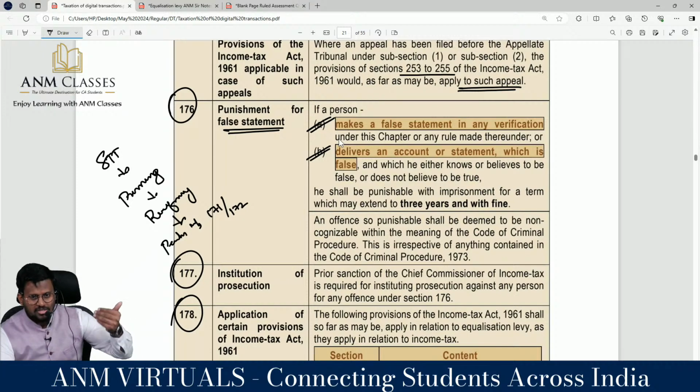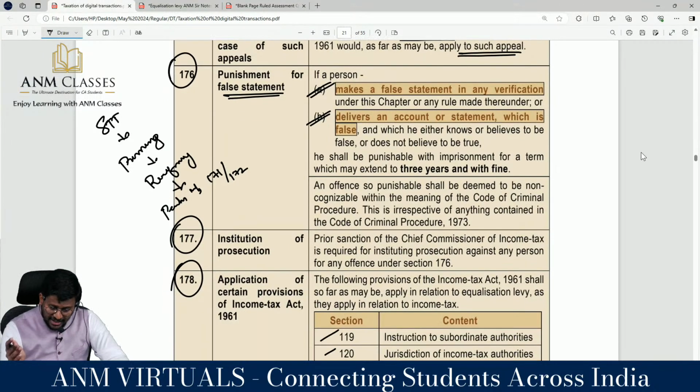Delivers an account or statement which is false, and which he either knows or believes to be false, or does not believe to be true. Either he knows it is wrong, or he knows it is not correct. He shall be punishable with imprisonment for a term which may extend up to 3 years along with fine.